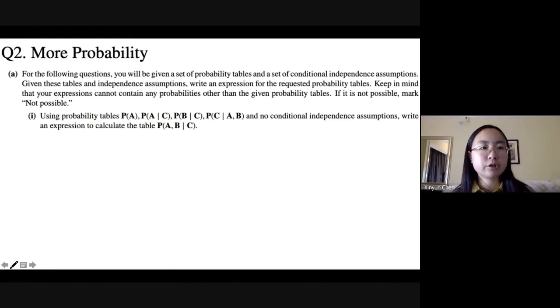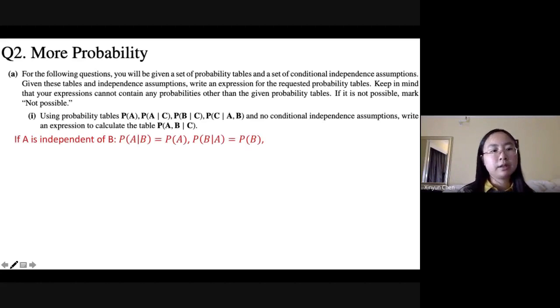Then, for question 2, it is mainly asking us about how to apply the chain rule and also to use the assumptions about independence and conditional independence. So before we dig into the problem, let's do a brief review of independence and conditional independence first.